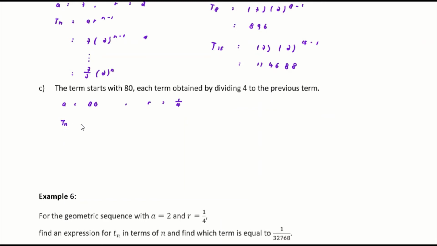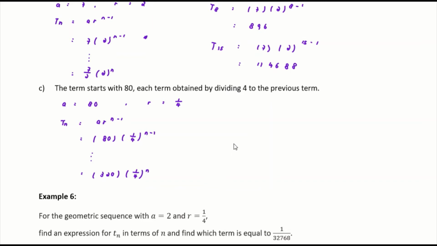So Tn is equal to ar^(n minus 1). Our a here is 80, r is 1 over 4, and the power is n minus 1. You can stop here, or if you wish to continue, I believe you will get 4 to the power of 1, so 1 over 4 to the power of negative 1 gives you 4. So I guess you will get 320 times 1 over 4 to the power n. You can just try it out. Okay, so now let's move on.